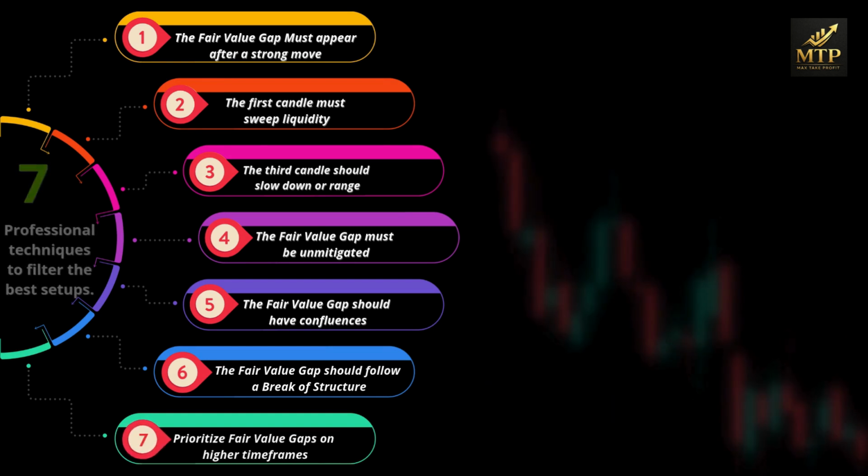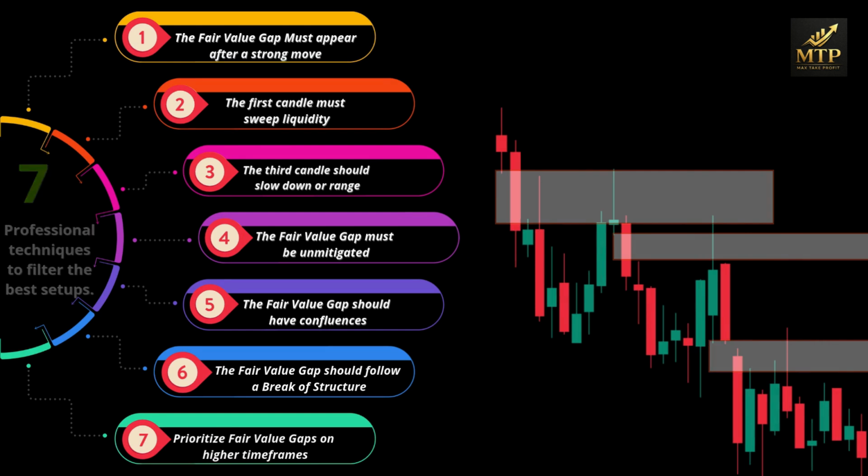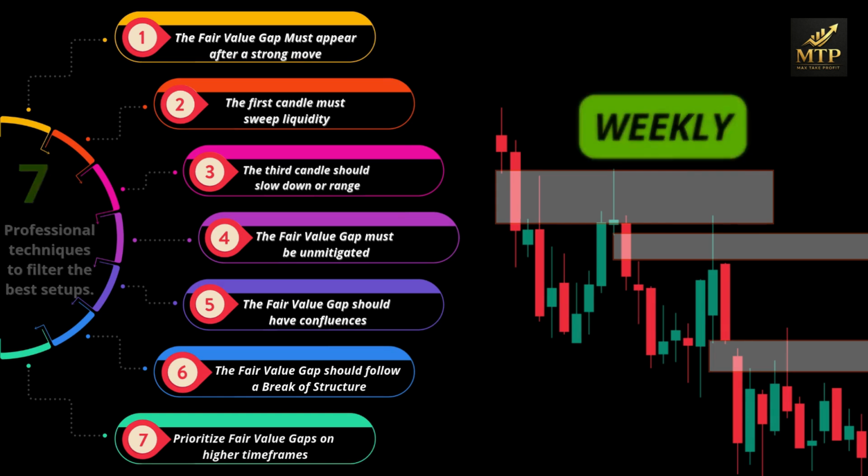7. Prioritize fair value gaps on higher time frames. Fair value gaps on higher time frames are more powerful because they represent areas where institutions truly acted. A fair value gap on the 4-hour, daily, or weekly has much more weight than one on the 1 or 5-minute. Then you can refine your entry on lower time frames.